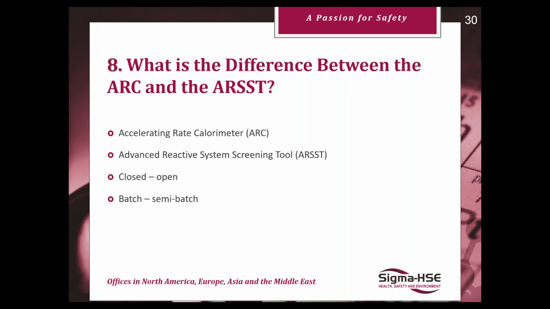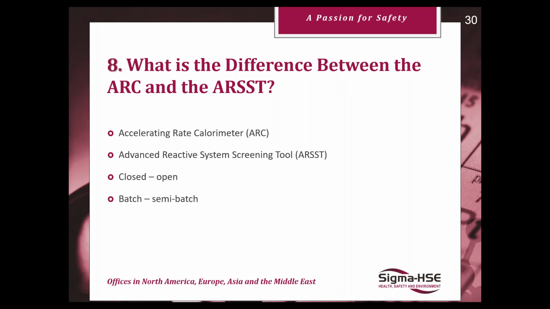Yeah, so really the main 2 differences between the ARC and ARSST is that the ARC is a closed system and only deals with batch reactions. So you chuck everything in and then just set the program running. The ARSST is a bit more versatile in that sense, in which it's an open system. It's a test cell within a larger containment vessel, and we can actually analyze reactions. We can do liquid additions for them.